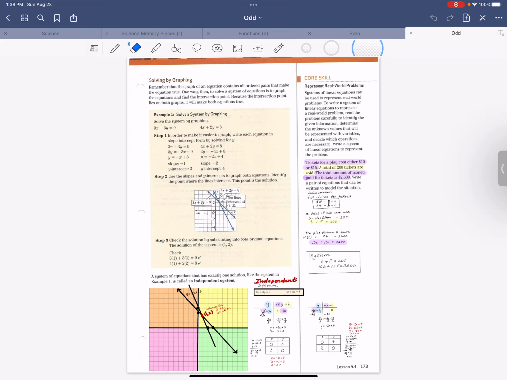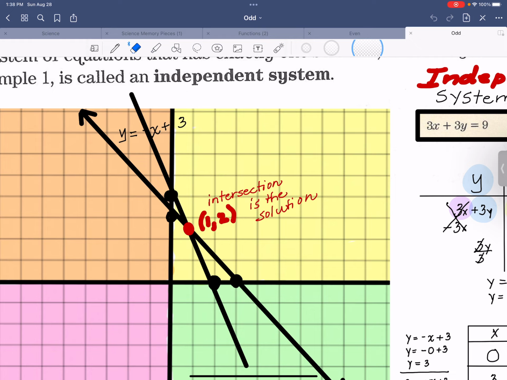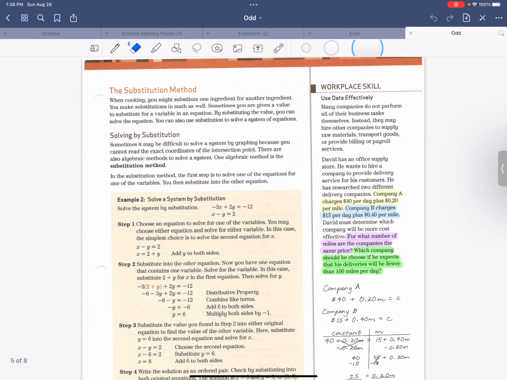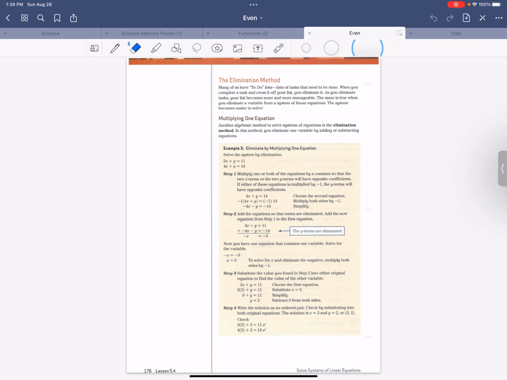You have now learned two different methods for solving a system of linear equations. We've solved by graphing, where we look for the point of intersection, and that is the solution. We have solved by substitution, where we solve one equation and then plug it into the other equation. And now we are ready to look at yet one more method.